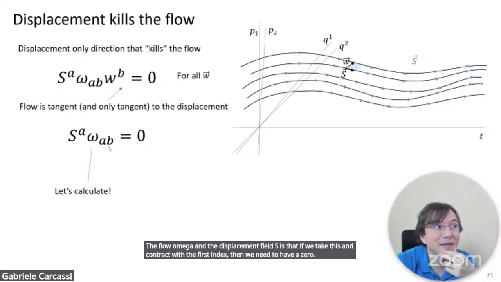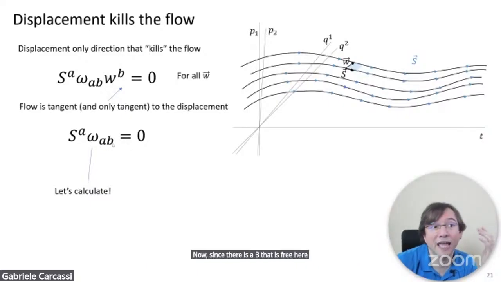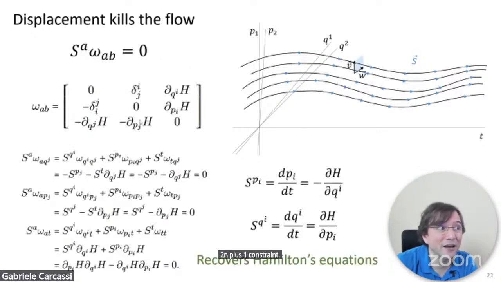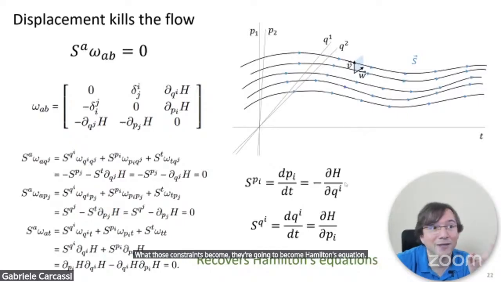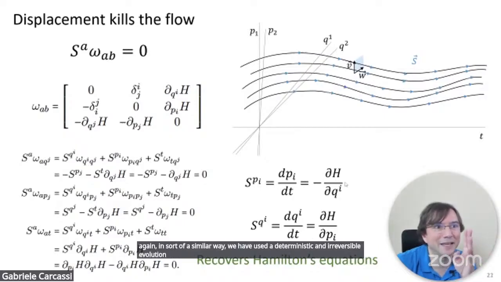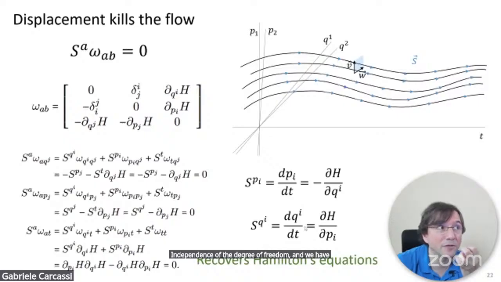But since there is a B that is free here, we are going to have a 2n plus 1 constraint. So this is actually giving us 2n plus 1 constraints. And if you make the calculations, what those constraints become, they're going to become Hamilton's equation. So again, in a similar way, we have used the deterministic and reversible evolution and independence of the degrees of freedom, and we have recovered Hamilton's equation.